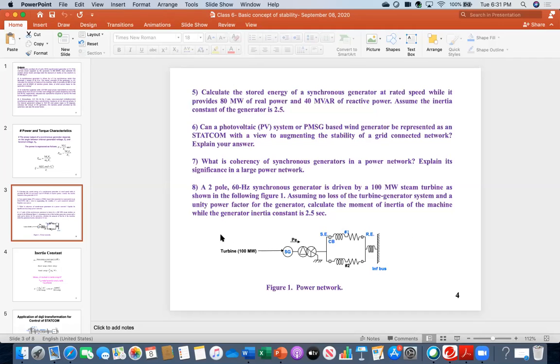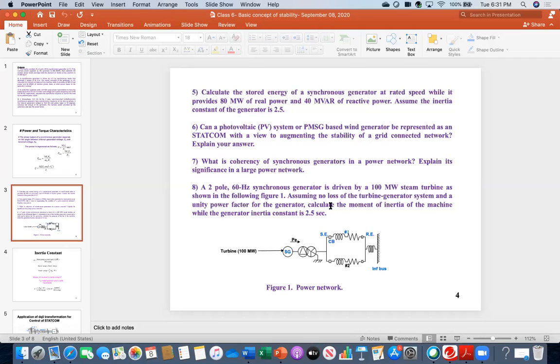So in this case, what I'm saying: a 2-pole 60 Hz synchronous generator is driven by a 100 megawatt steam turbine as shown in the following figure. This is a synchronous generator. Its turbine capacity is 100 megawatt. Here it is electrical output, and then through a transformer, it is going to the transmission line. So just concentrate on that synchronous generator portion. The 100 megawatt steam turbine is the prime mover, or input to the generator.